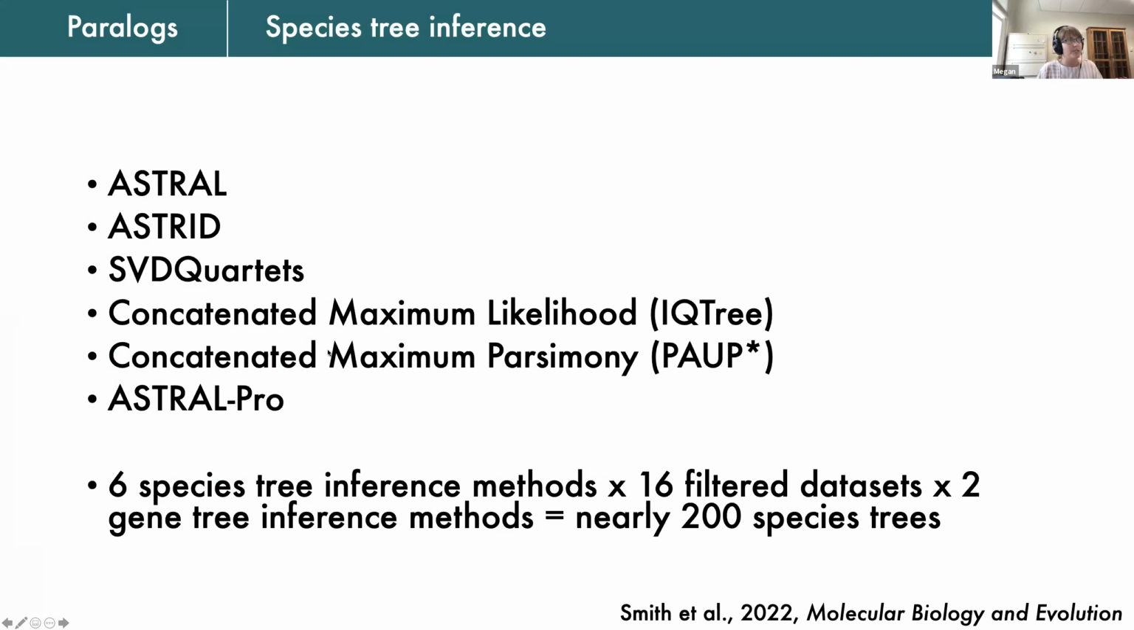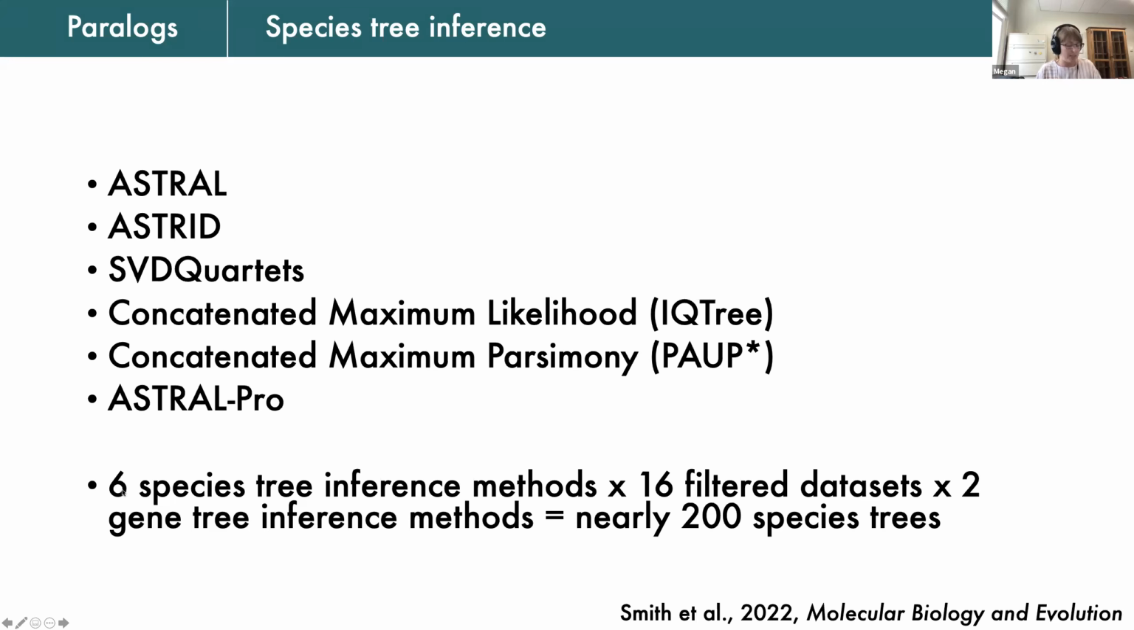We used 6 species tree inference methods. So we used Astral and Astrid. These are both what we call summary methods that take gene trees as input, and they should be robust to incomplete lineage sorting. We used SVDquartets, which again is robust to incomplete lineage sorting, but takes alignments as input. We used concatenated maximum likelihood and maximum parsimony. And we used Astral-Pro, a method that is designed to work in the presence of both incomplete lineage sorting and gene duplication and loss.